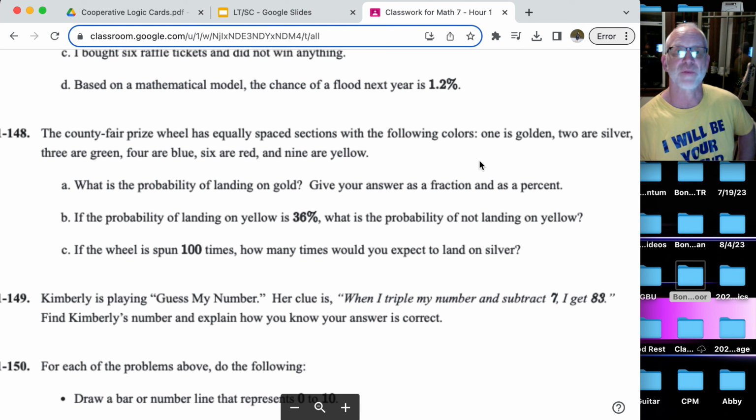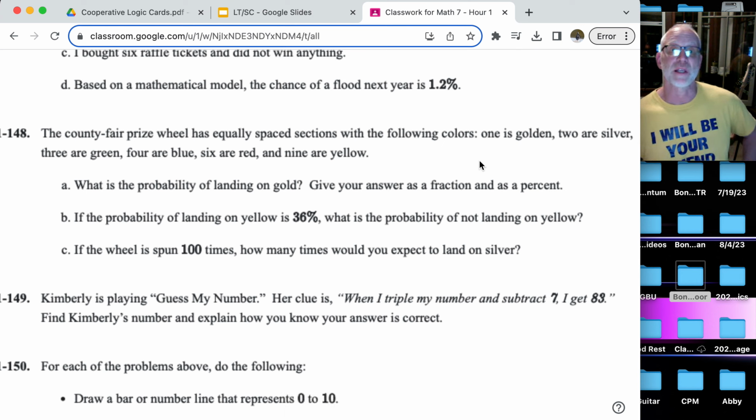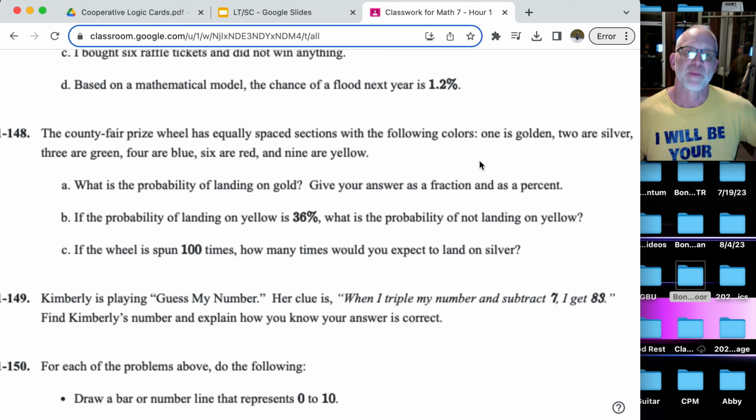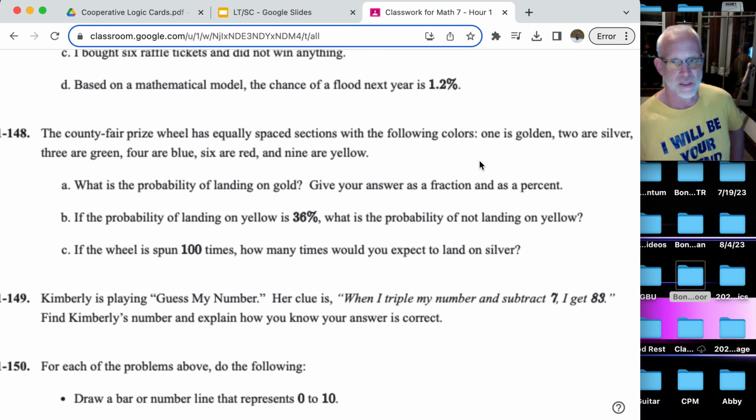The county fair prize wheel has equally spaced sections with the following colors. 1 is golden, 2 are silver, 3 are green, 4 are blue, 6 are red, 9 are yellow. What's the probability of landing on gold? Give your answer as a fraction and a percent. If the probability of landing on a yellow is 36%, what is the probability of not landing on a yellow? If this wheel is spun 100 times, how many times would you expect to land on silver?